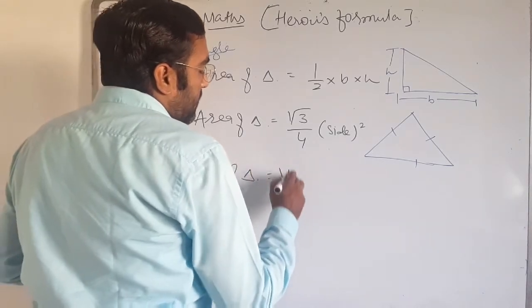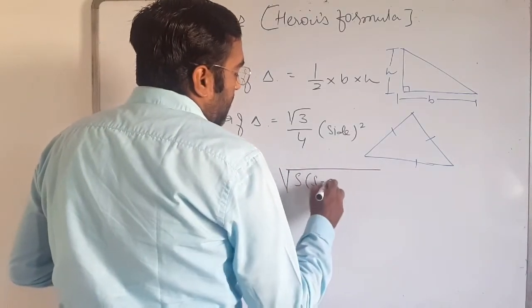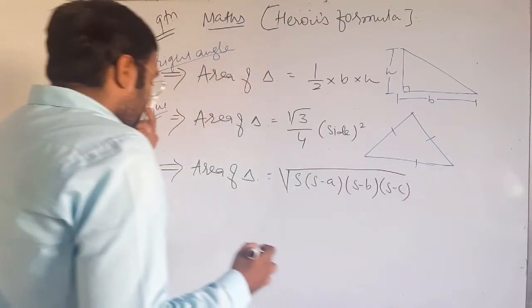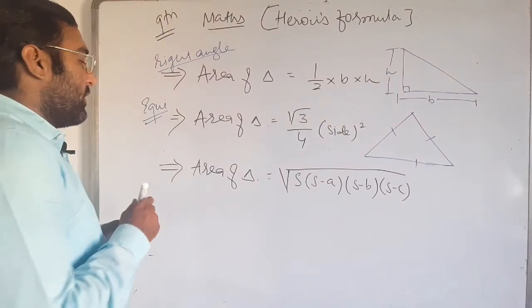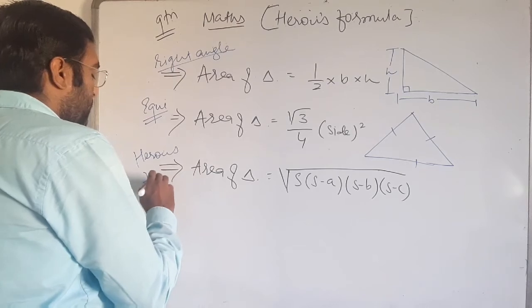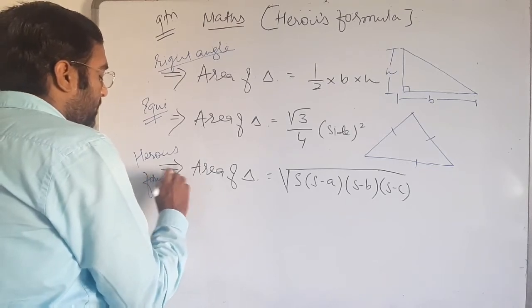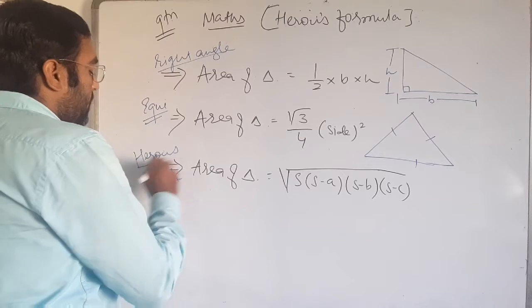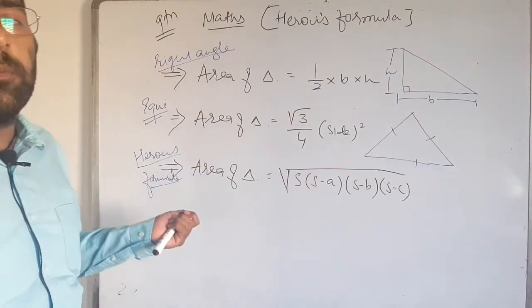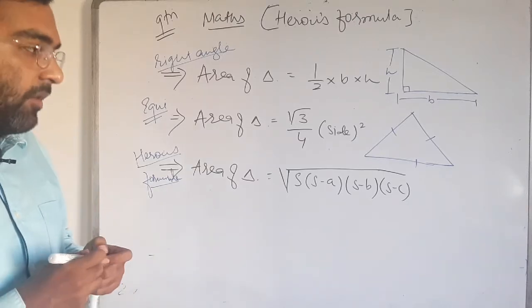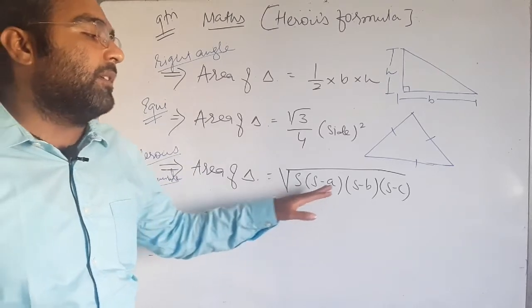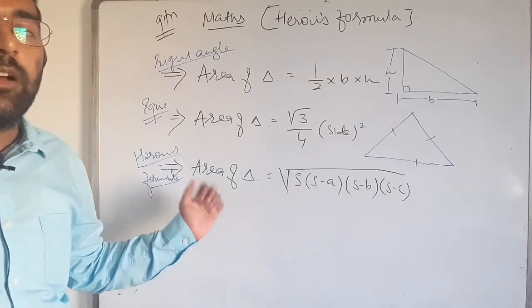For that, the area of the triangle is the square root of s into s minus a, s minus b and s minus c. This area of a triangle is known as Heron's formula. It was invented by Heron, that's why we take the name Heron's formula. For any kind of triangle, we can use s, s minus a, s minus b, s minus c as the area of the triangle.